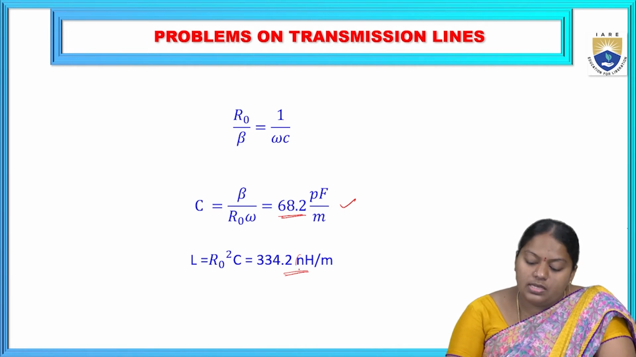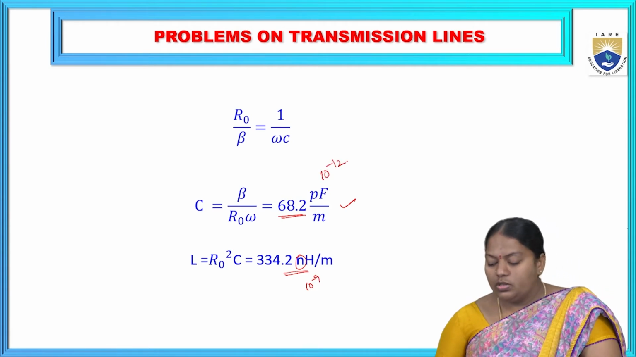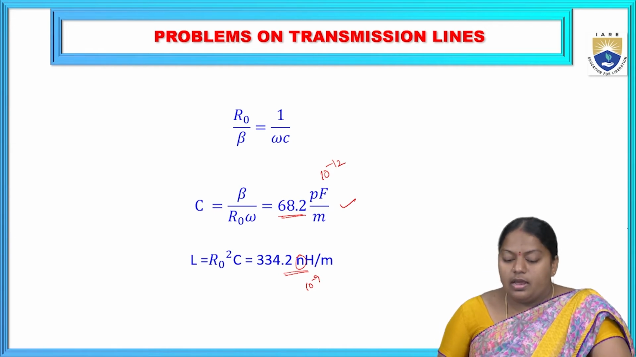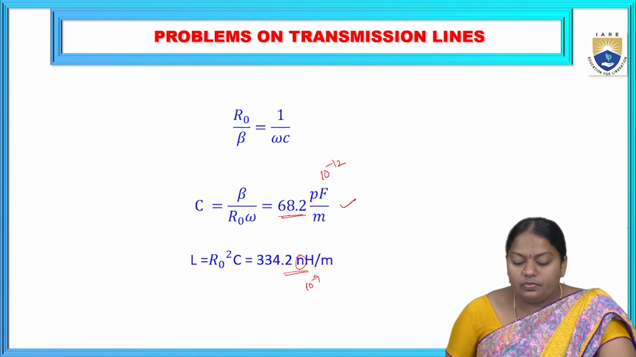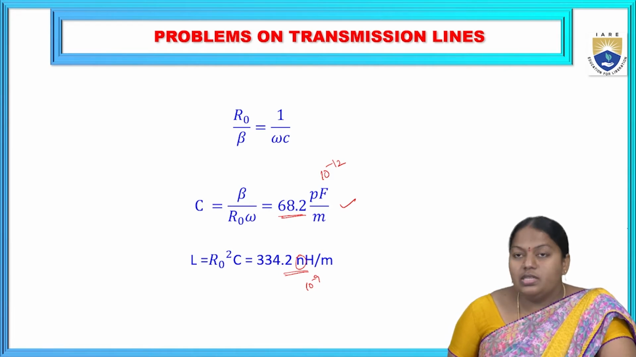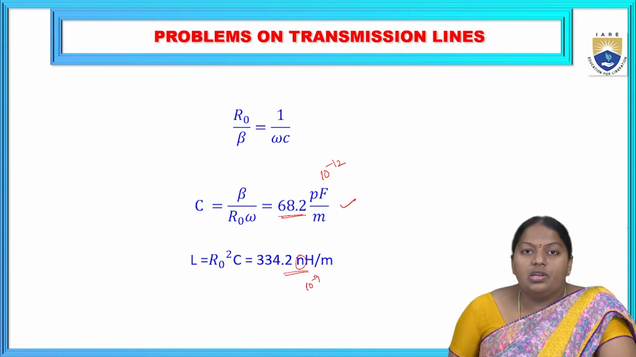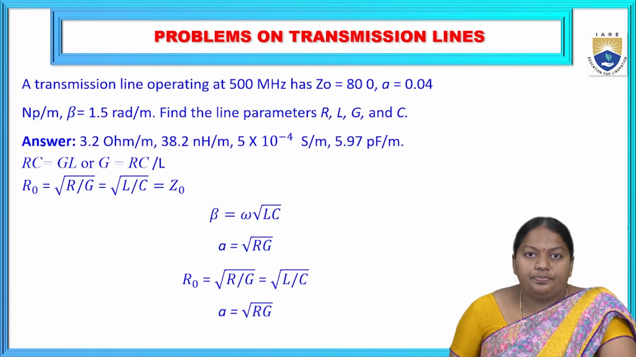So here the nano representation is 10 power minus 9 and the pico representation is 10 power minus 12. So in both the cases 10 power minus 12 is multiplied over here, and here the nano representation, that is 10 power minus 9, is left, right? This is the way we have to proceed: if the secondary constants of a transmission line along with the operating frequency are given, then we need to find all the primary constants in terms of the secondary, and these two methods need to be followed.